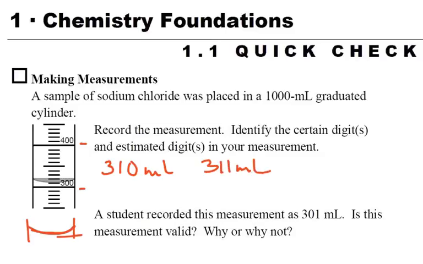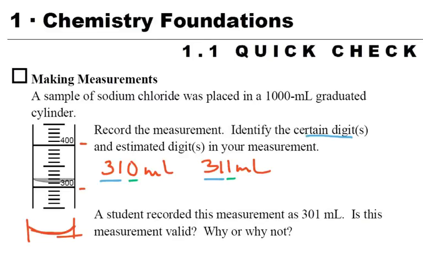Okay, it says identify the estimated digits and the certain digits. So our certain digits, the 3-1, definitely it's at the 310 mark. The estimated digit would be either the 1 or the 0. So we would say that this has 3 significant digits.